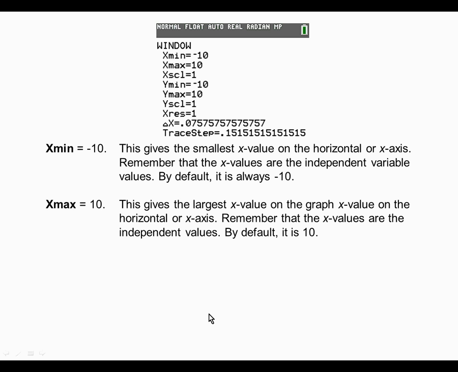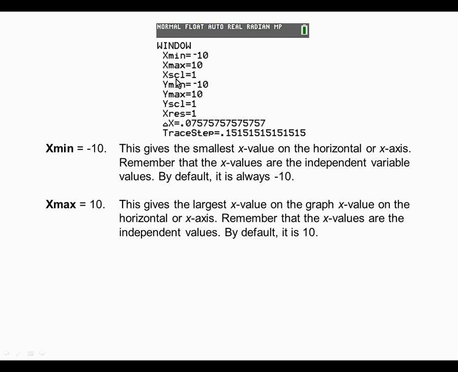Okay, x-max equaling 10. This gives the largest x value on the graph. Now remember, the x values are on the horizontal x-axis. Sometimes you might have to make this bigger because you may not see anything until x becomes incredibly huge. Okay, we had that situation with some limiting values. And then we have the corresponding idea for the y's as well.